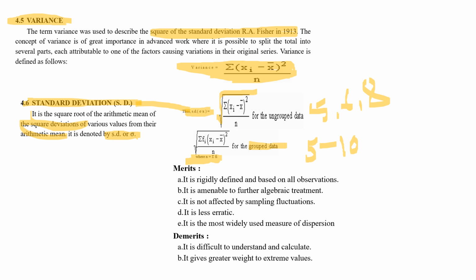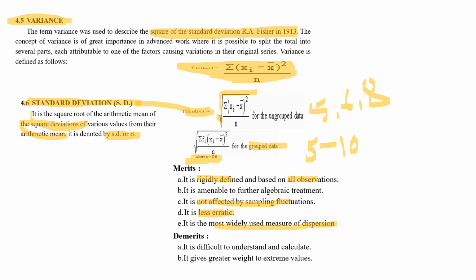Then the merits of standard deviation: it is rigidly defined and based on all the observations, all observations are considered. It is amenable to further treatment, it is easy to do because we are going for variance, further treatment. It is not affected by sampling fluctuations. It is less erratic. It is the most widely used measure of dispersion.